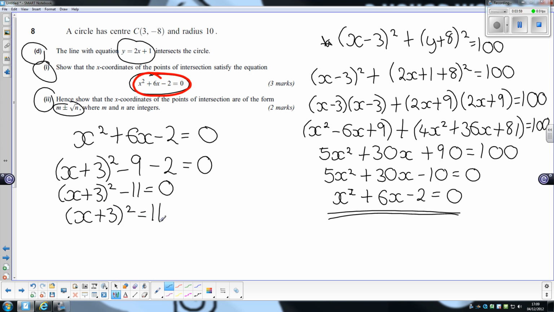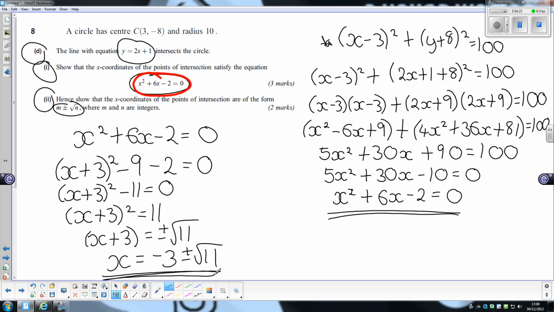Then take the square root. So x + 3 is going to be plus or minus the square root of 11. Remember that when you square root, there are always two possible solutions. Then if we take away 3 from each side, x is going to be equal to minus 3 plus or minus the square root of 11. And there's your answer, exactly in the form given in the question.